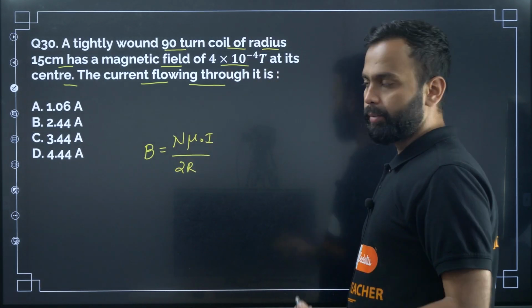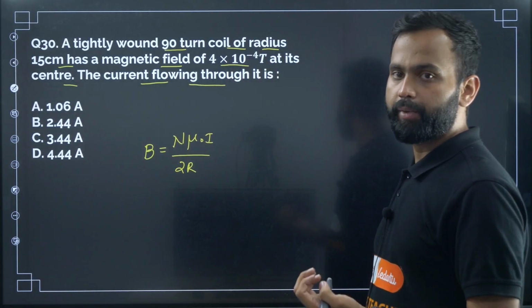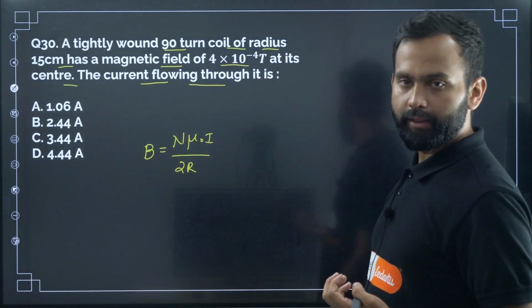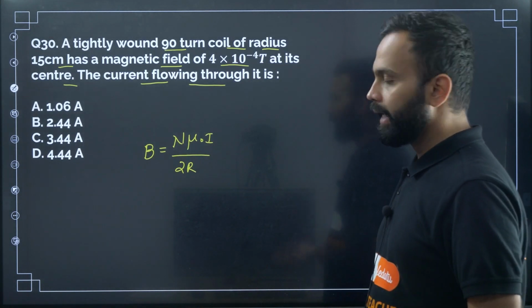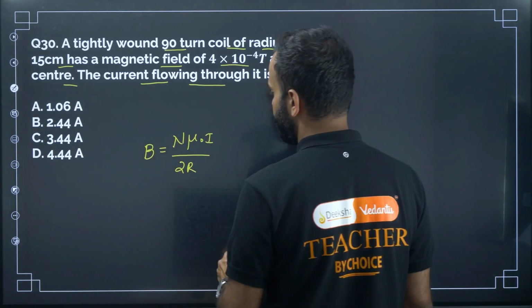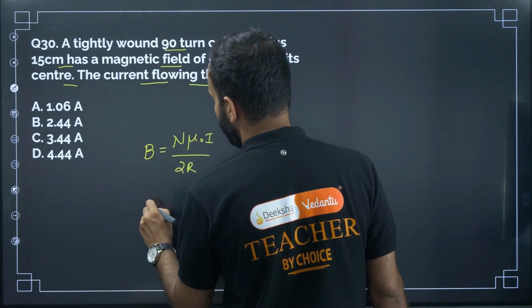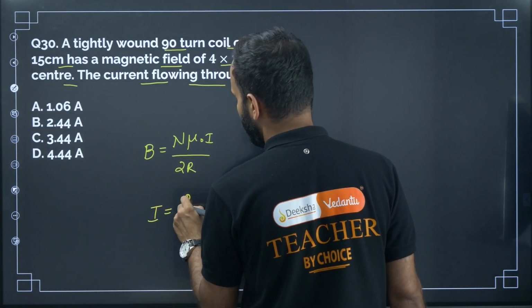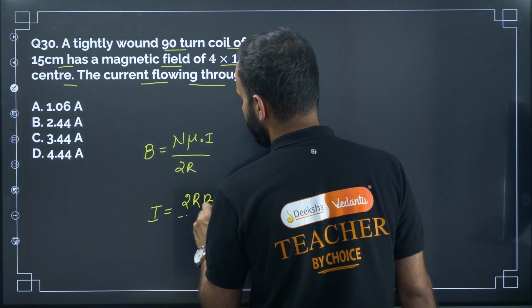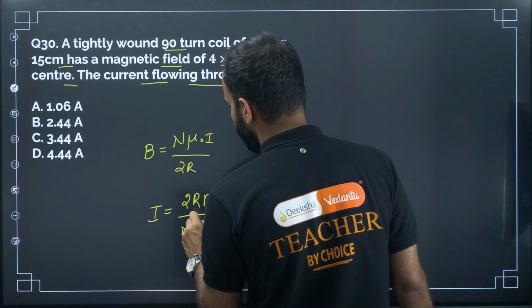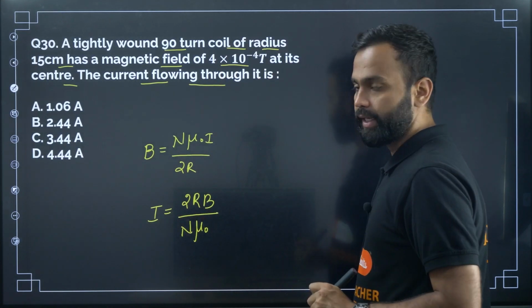What is N? Number of turns. Mu naught is magnetic permeability in vacuum. I is current in the coil. R is radius of the coil. B is magnetic field. So we need to find I. I equals 2RB divided by N mu naught.